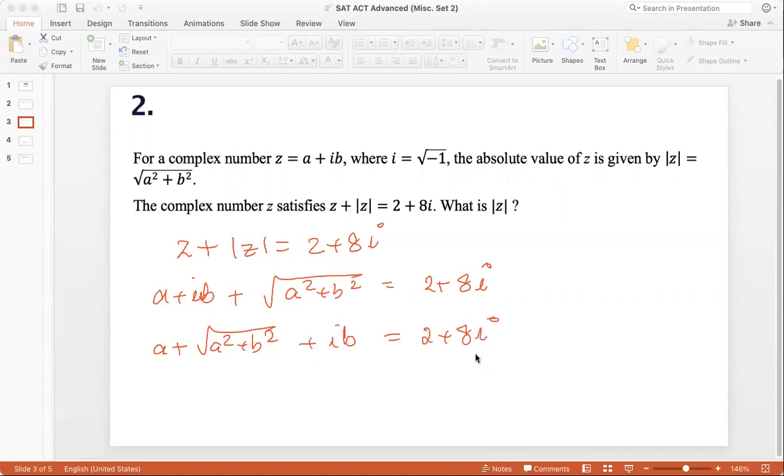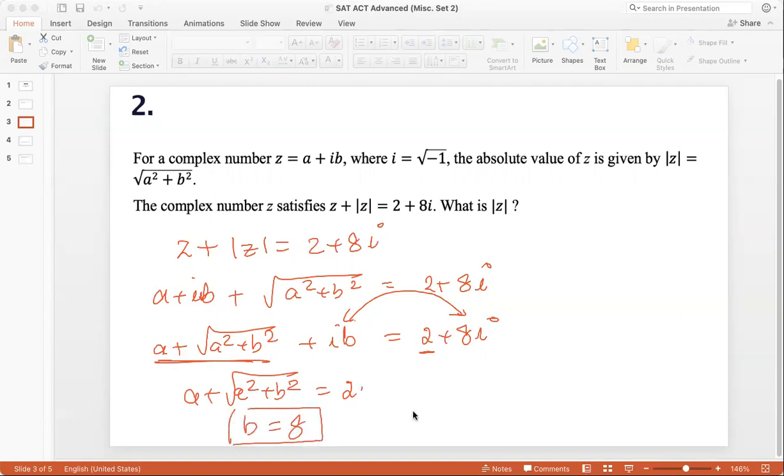Now, since the left-hand side and the right-hand side are equal, the real parts should be equal and the imaginary parts should be equal. So a plus under root of a squared plus b squared should be 2 and b should be 8. Now, since we know b is 8, we can put that in the first equation. a plus under root of a squared plus 64 should be 2. So under root of a squared plus 64 is 2 minus a.